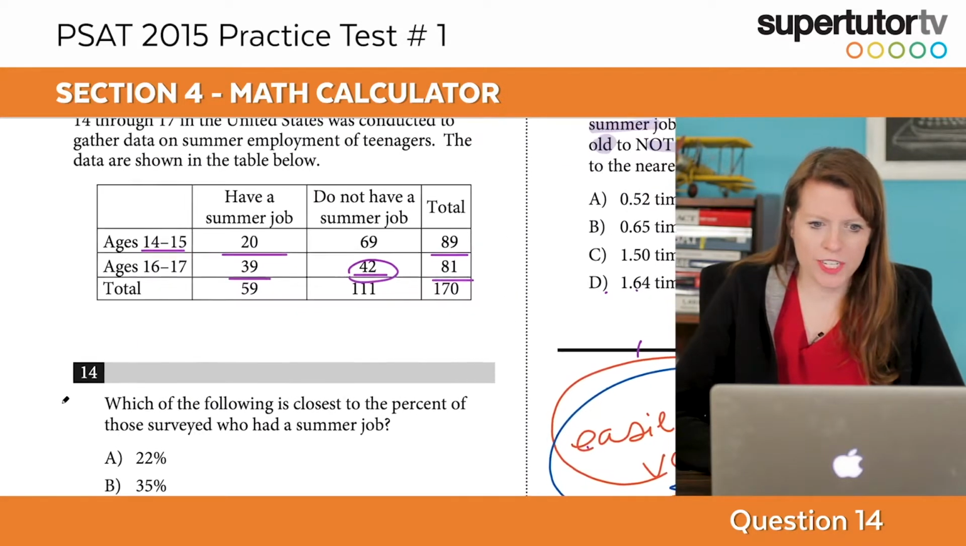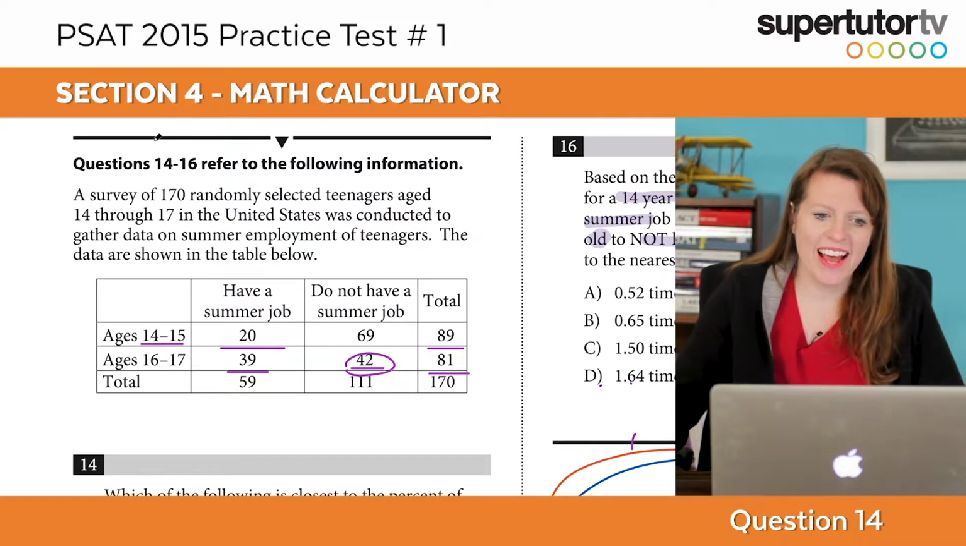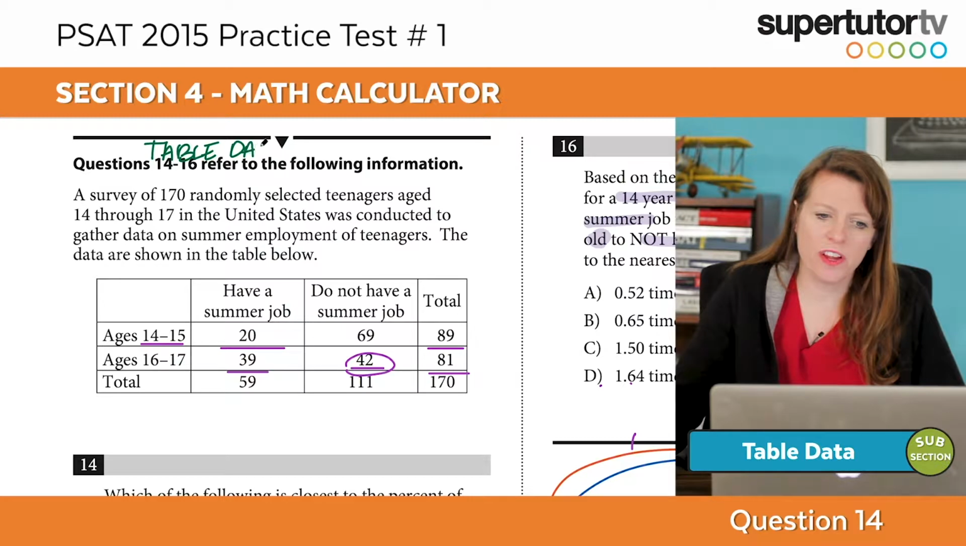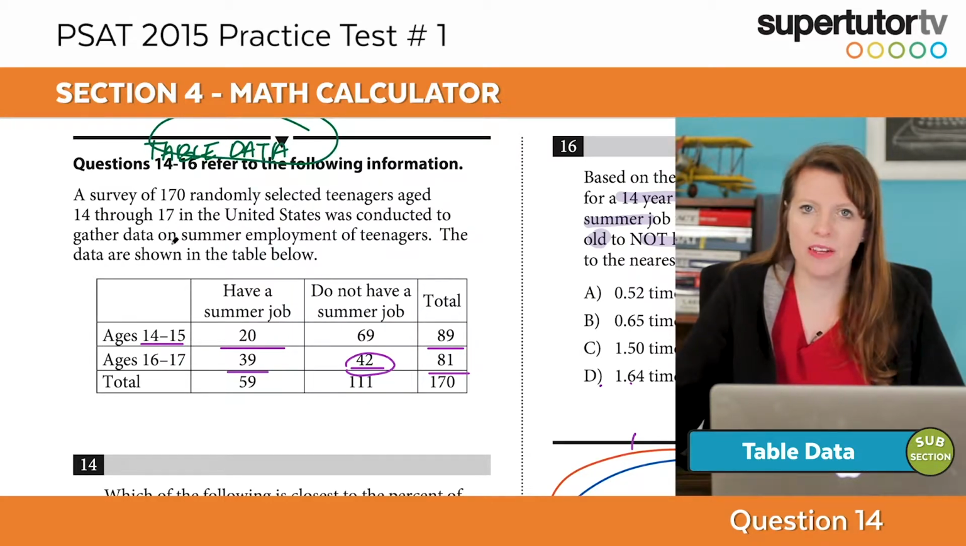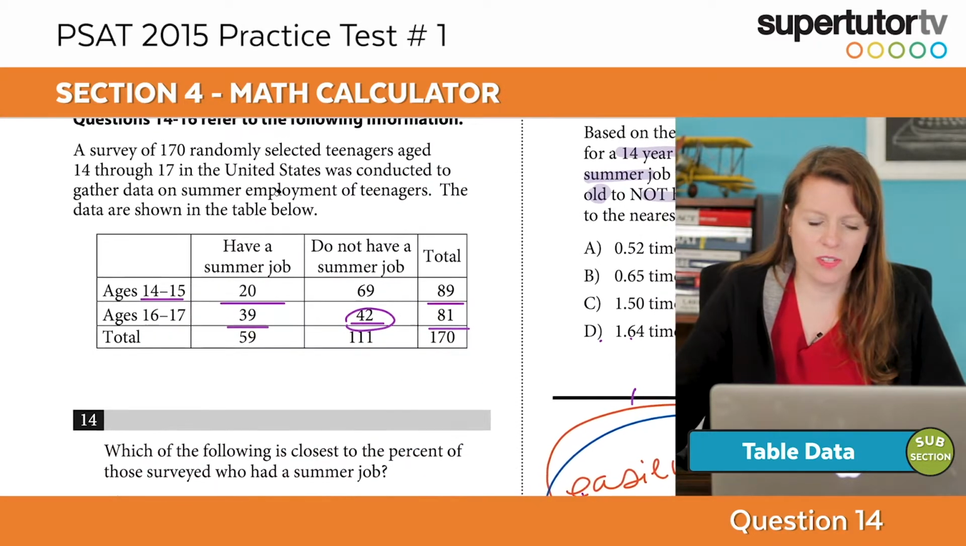Cool. 14 to 16 refer to the following information. So this is table data. We might get into some other ideas as well here, but if you want more practice problems that are similar to this, you should go mosey over to table data. We have a download worksheet of table data. You can go work on this skill and do some more of those.